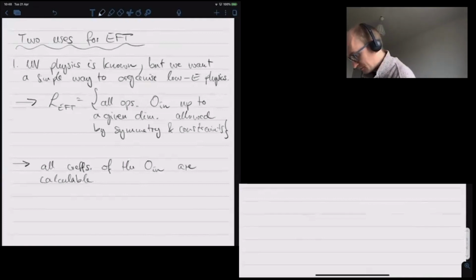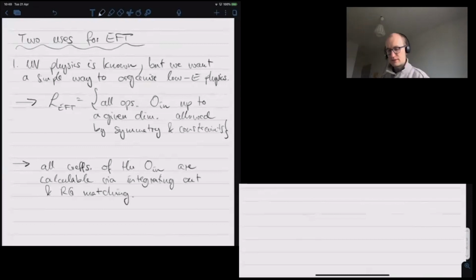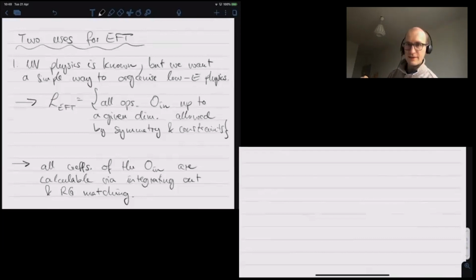Via integrating out and RG matching, because you also want to, of course, run them to the scale that is required. Okay, so in principle, you can actually write down all of the coefficients. But I emphasize even here that this is in principle, because in practice, it may even be extremely difficult. Such is the case, for example, in QCD. And then, even though the UV is known in principle, in practice, you have to resort to other ways of fixing these coefficients.